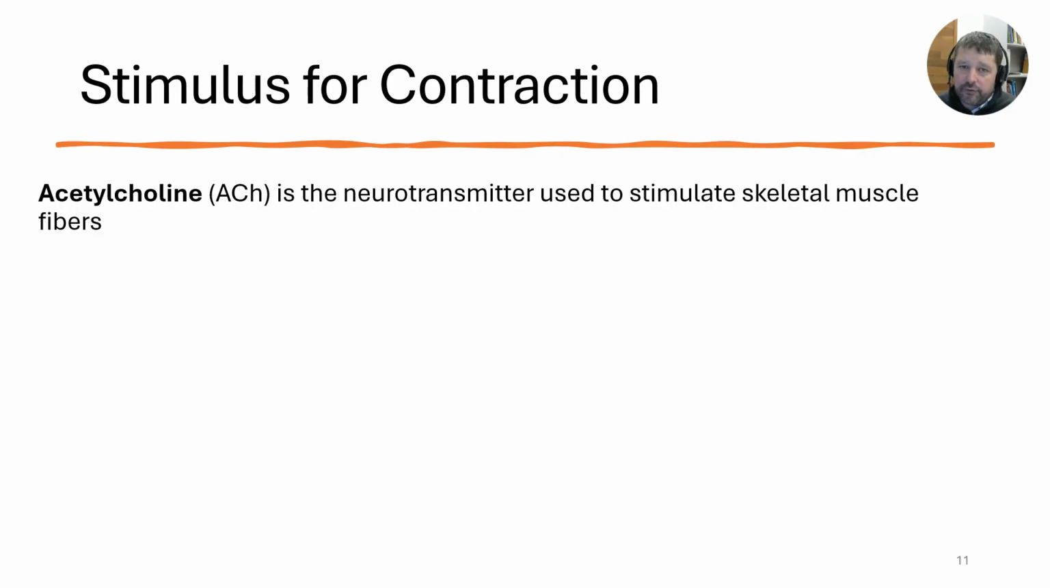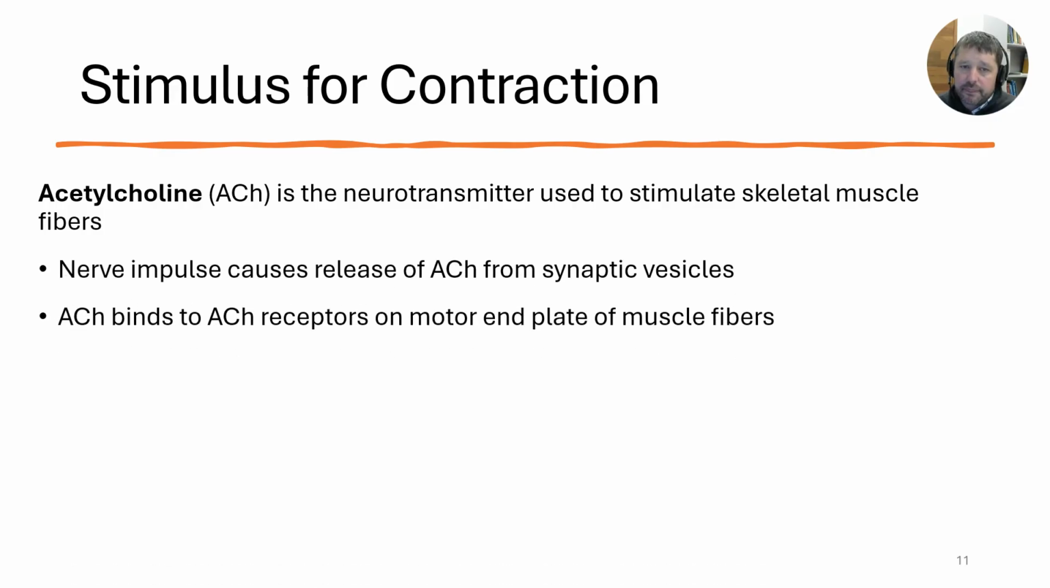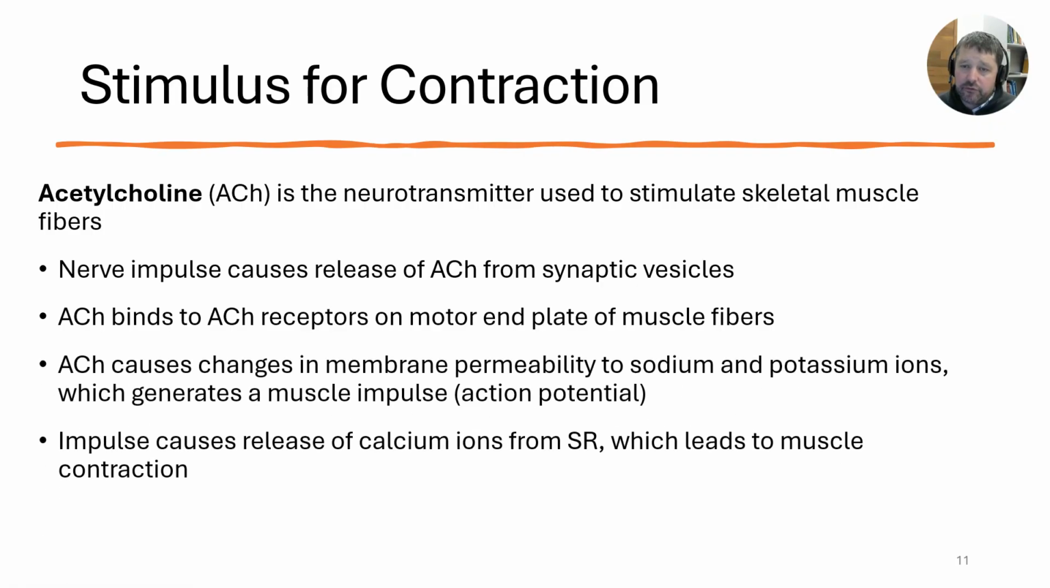So acetylcholine is a neurotransmitter. It's used by skeletal fibers or muscle fibers. Again, the nerve impulse is going to release it from the synaptic vesicles. We'll talk about other neurotransmitters, not just acetylcholine. There are others, and we'll talk about how that works. But it's going to release it from the synaptic vesicles. They're going to bind to the acetylcholine receptors on the motor end plate, just like I stated before.